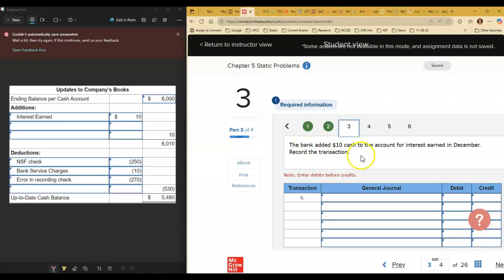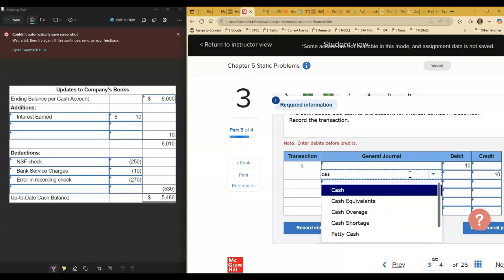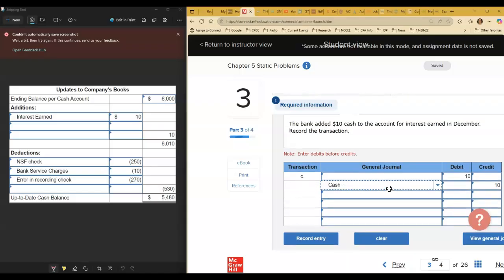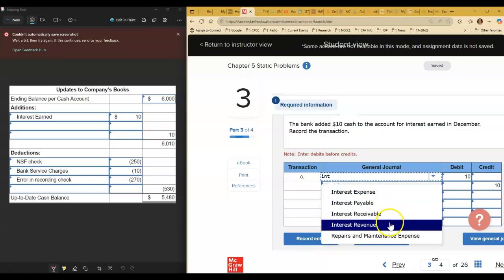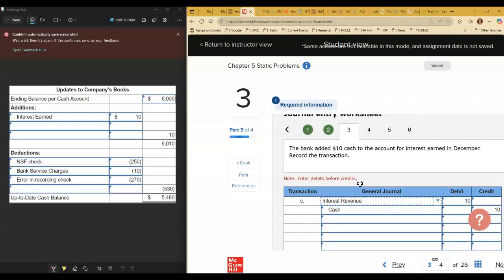Number 3, the bank added $10 cash to the account for interest earned. So that's this one right here. We know it's 10 and 10, and we know that we increased cash by 10. Good. Interest revenue. Right, exactly. They're not going to put it into your account unless it is earned. So that would never be an interest receivable. Okay.